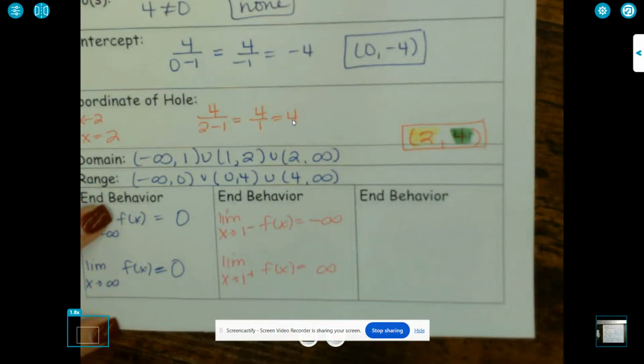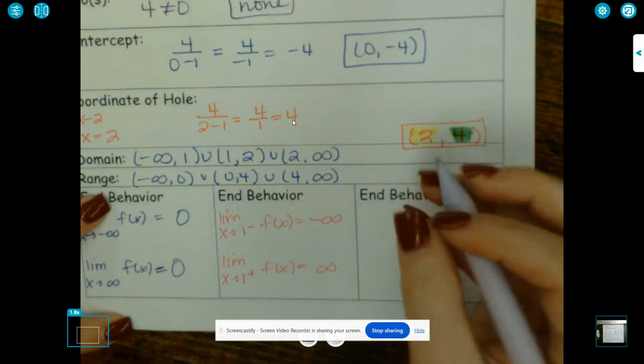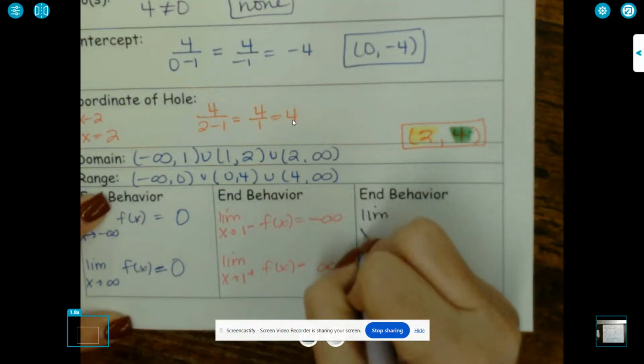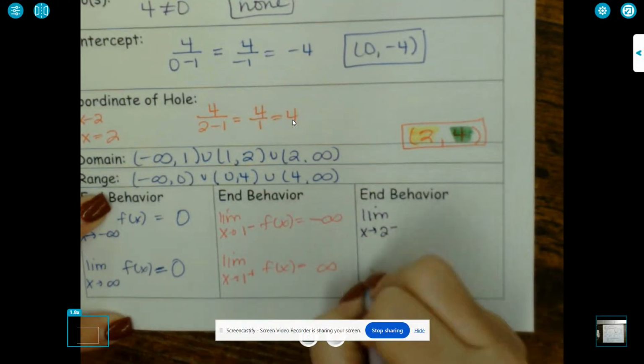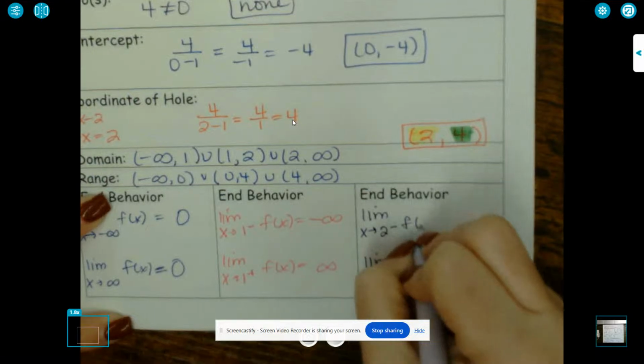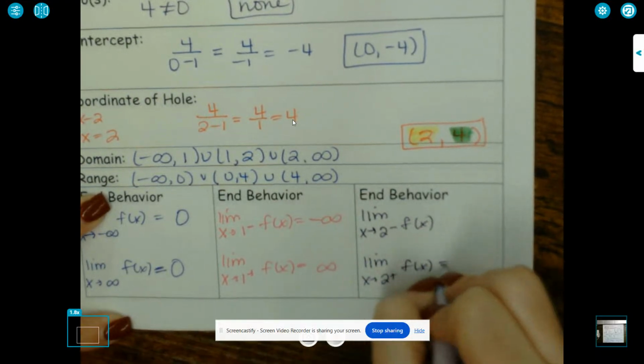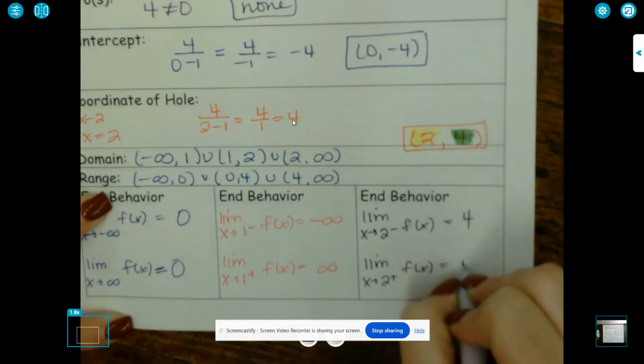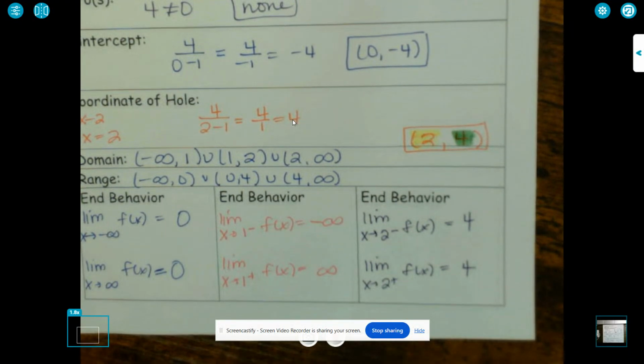And then the only other one we have is the x value of the hole that we found. So 2 from the left, 2 from the right, and that always equals that y value. So 4 and 4. All right, so now you've got a couple of these to look at. You are also going to look at number 3 and number 4 and just work through those on your own. That's just kind of a review for your quiz tomorrow. All right, thank y'all.